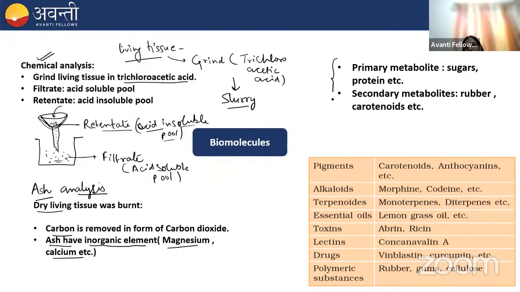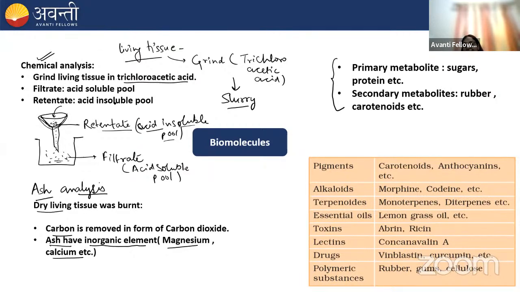Next one is the metabolites. There are two types of metabolites. One is the primary metabolite and the second one is secondary metabolites. Primary metabolites are those which play a very important role in the main chemical reactions, or which are required for the normal physiological reactions which take place in our body. Secondary metabolites are those which are not essential for the main metabolic reactions.